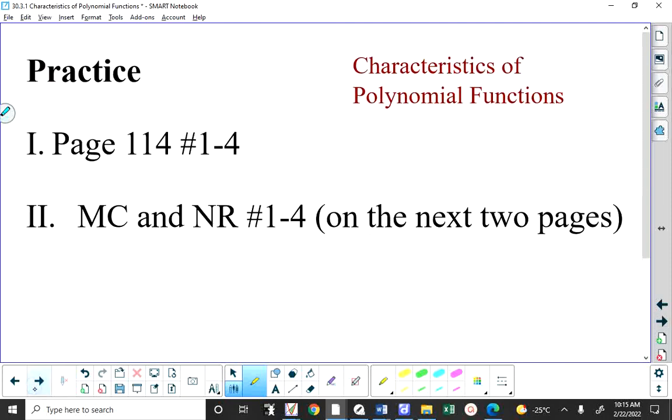You can see that there are some practice problems, as is the case. Usually we have multiple choice and numerical response in your textbook stuff. All right, I hope that lesson made sense. You should still have, according to what I'm looking at here, somewhere between 20 and 25 minutes left to work on those problems.